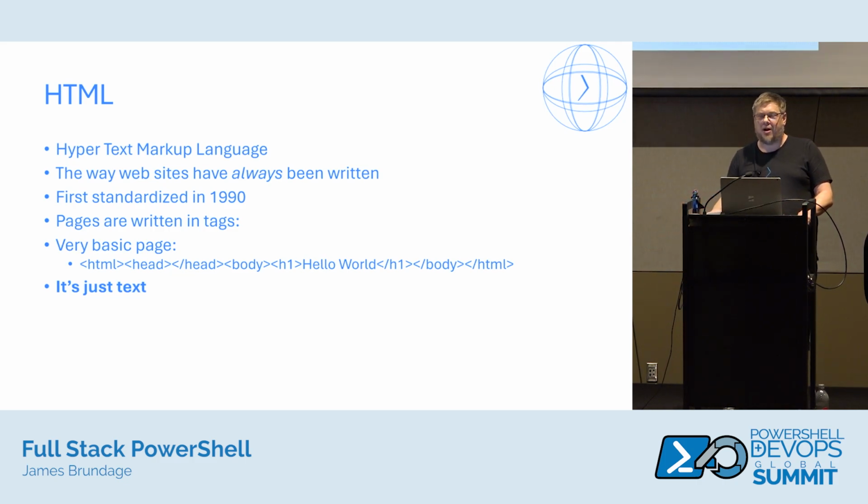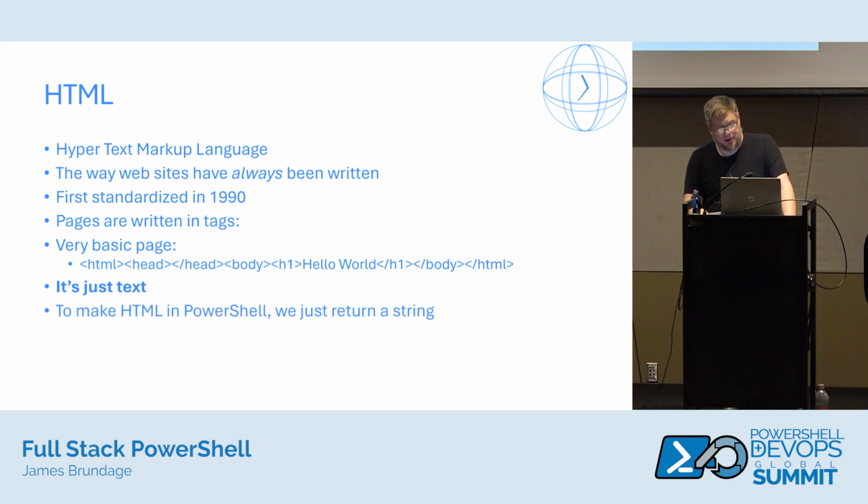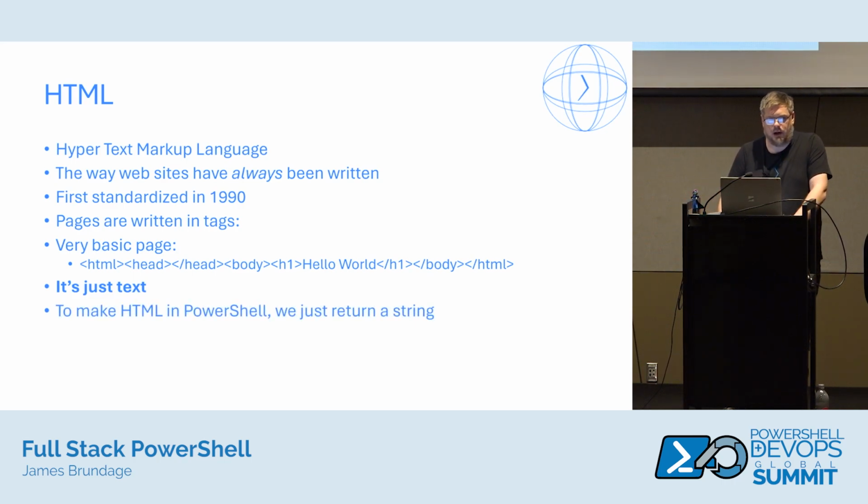I don't think I'm covering it too deeply. I probably should stop and mention for each of these things, they should be returned with a content type. Text/HTML is HTML. But it is just text. So to make HTML in PowerShell, we just return strings.